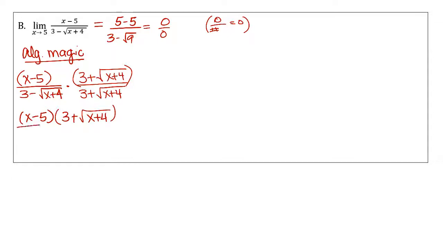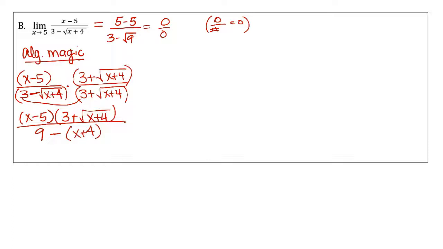All right, and then in the bottom, again, this stuff right here, 3 times 3, just multiply the first terms, that's going to give us 9, and then just multiply the last one. So a negative times a positive is a negative, and the radicals will cancel each other out, and I have x plus 4 left. All right, so let's go ahead and keep our simplifying going.